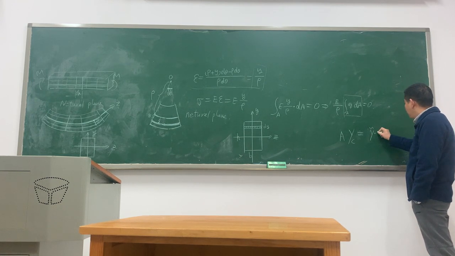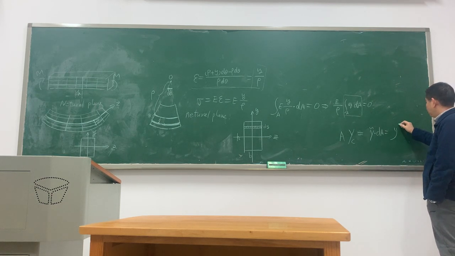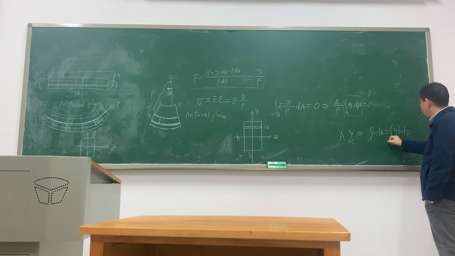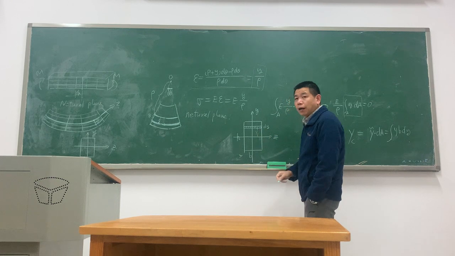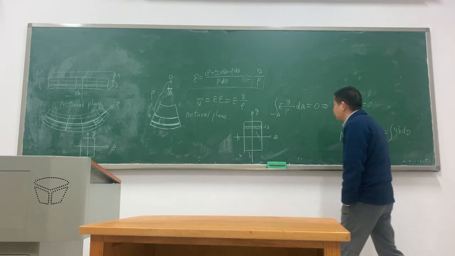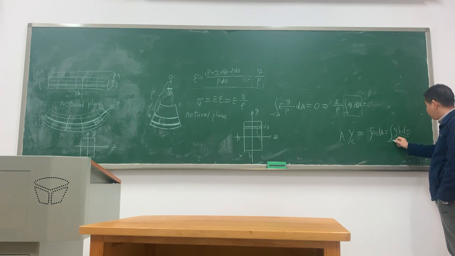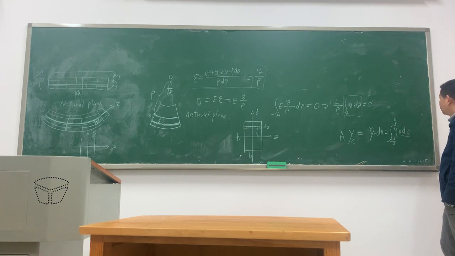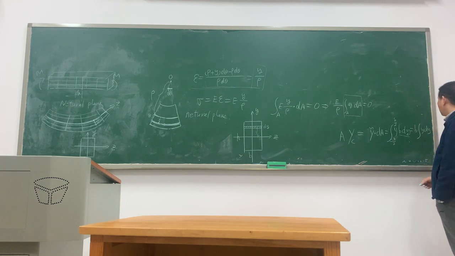Y dA equal Y B dy. Yes or no? The distance is Y. Yes or no? dA is B dy from half H. Yes or no? B is a constant. It can move B, Y dy. Yes or no?